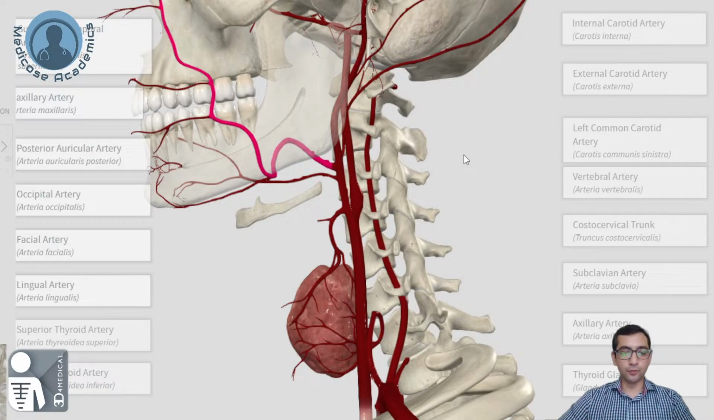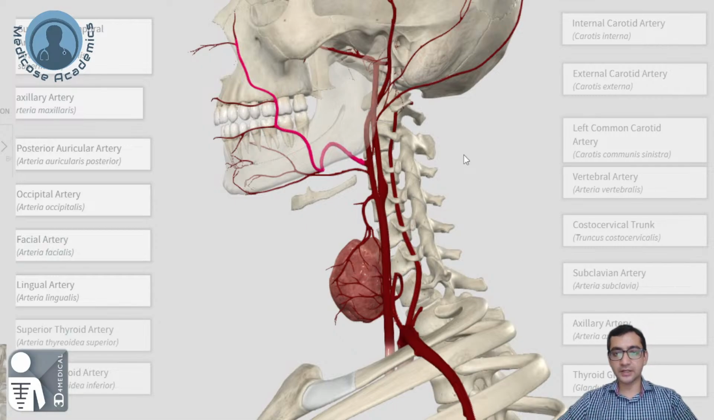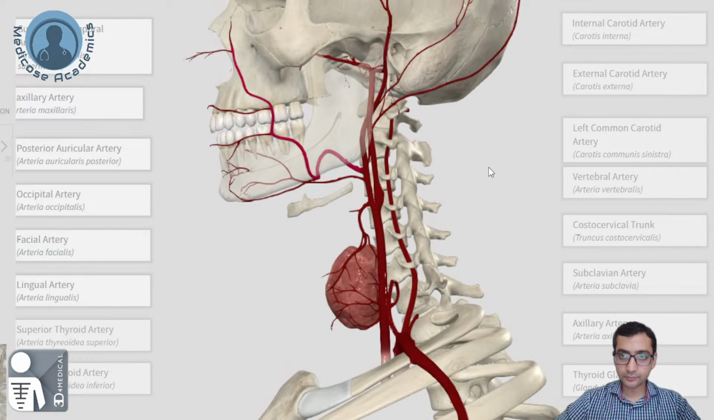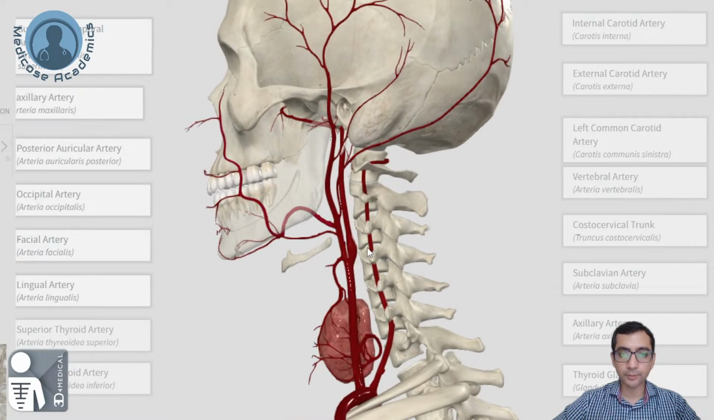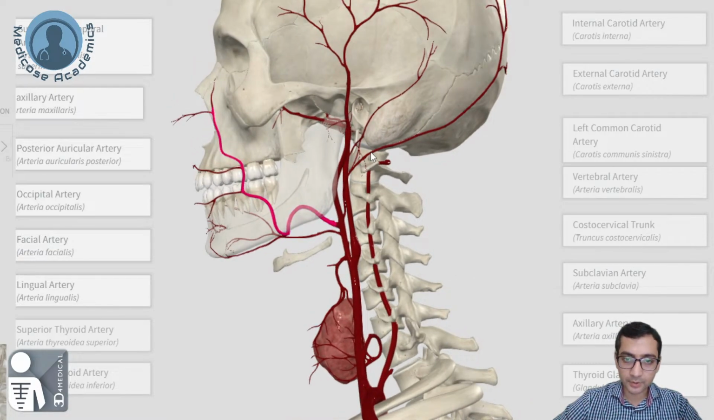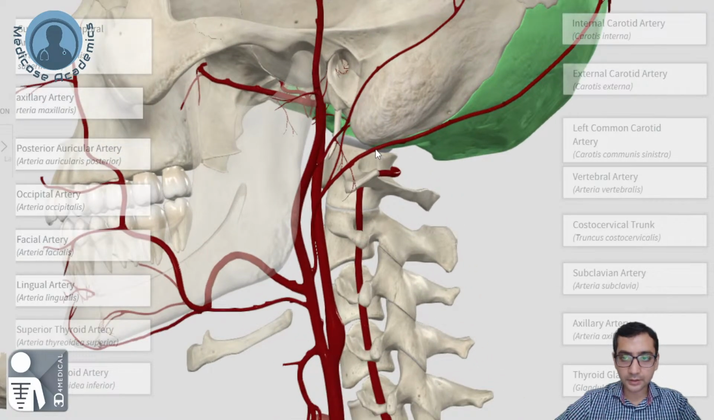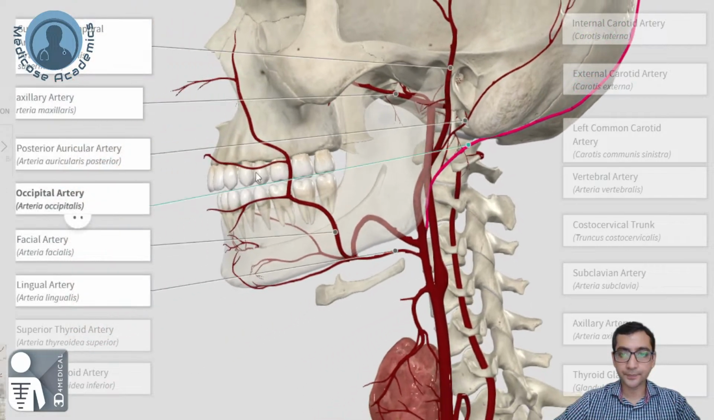We have discussed the terminal, we have discussed the anterior, then the 2 posterior arteries. The 2 posterior arteries are going to the back of the head. Here you are able to see them. The bigger one that goes all the way to the back, this one, I'm not able to click on it, this is the occipital artery. So this goes all the way back.